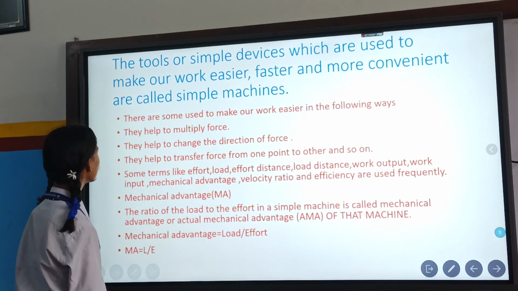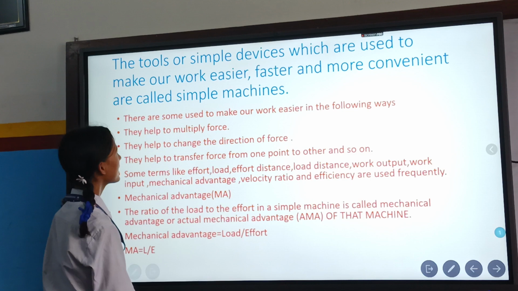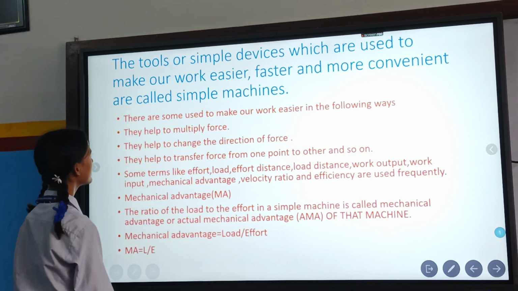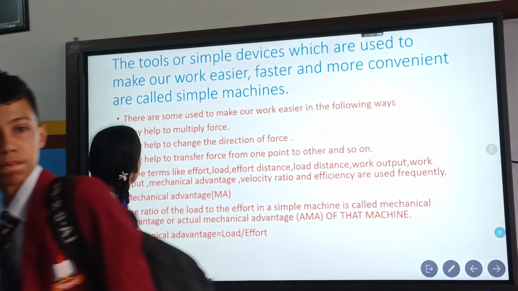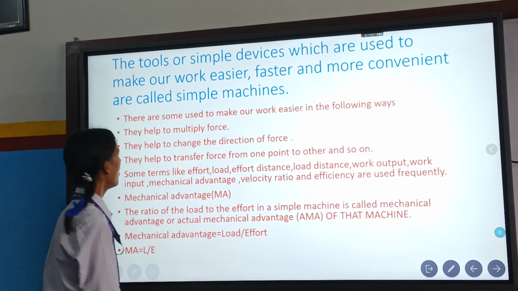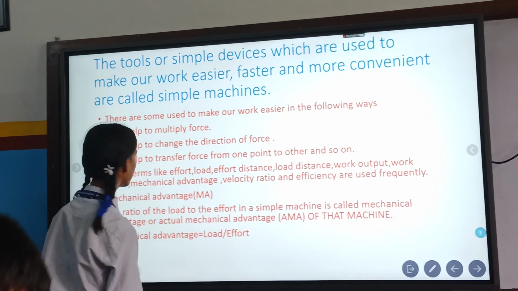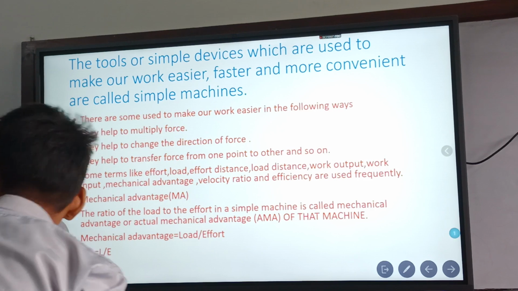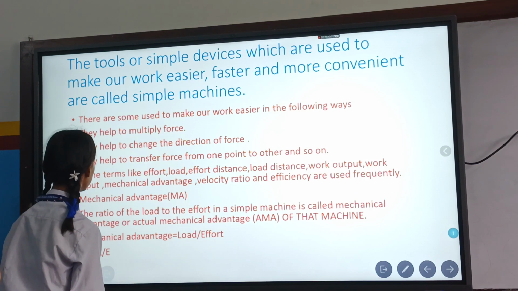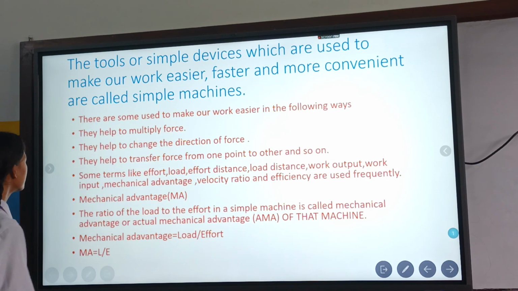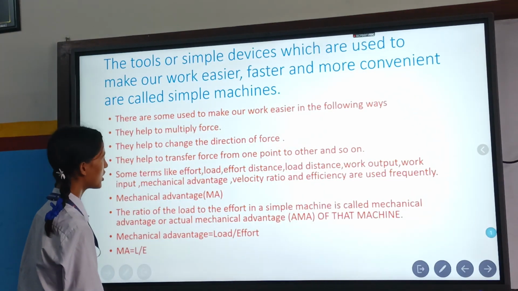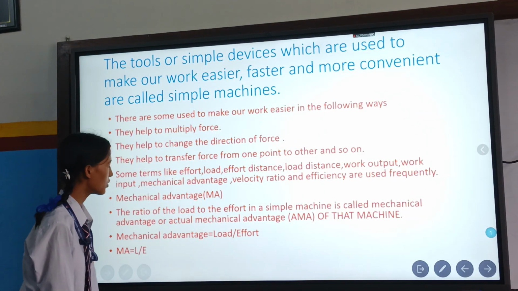Simple machines are tools, simple devices which are used to make our work easier, faster, and more convenient. They are called simple machines. The uses of simple machines in our daily life are as follows. They help us to multiply force. They help to change the direction of force. They help to transfer force from one point to another point, and so on.